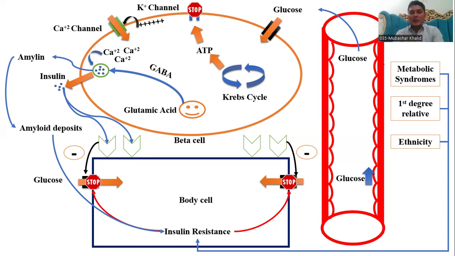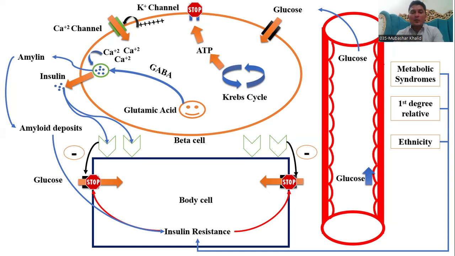But in type 2 diabetes mellitus, which may be due to metabolic syndrome, first degree relatives, or ethnicity, the cells become resistant to insulin, and there will be no glucose transporters on the plasma membranes. The glucose transportation from blood or interstitial fluid into the body tissues will be inhibited, which results in hyperglycemic conditions.